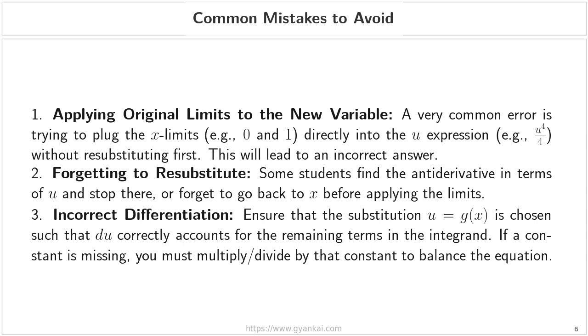For example, if your integral has a 2x term, but your du by dx only gives you x, you need to adjust by multiplying du by 2. This ensures that when you make the substitution, everything lines up perfectly for the integration step.